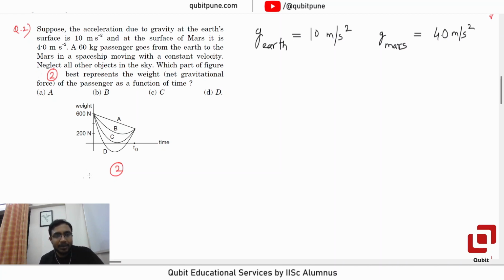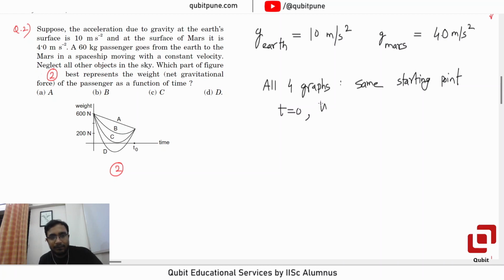Now look, all 4 graphs here have the same starting point. And what is that point? That point is when t equals 0, the weight equals 600 newtons. That is verified by 60 into 10.